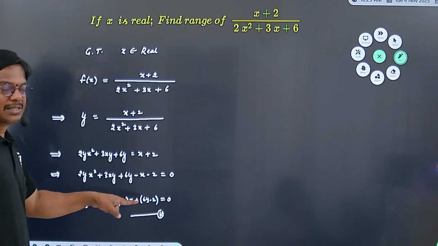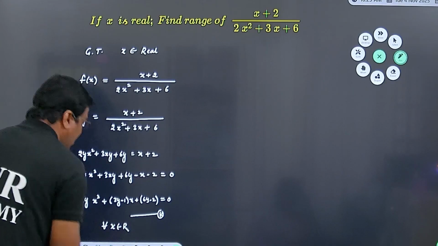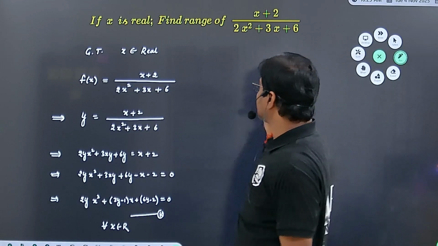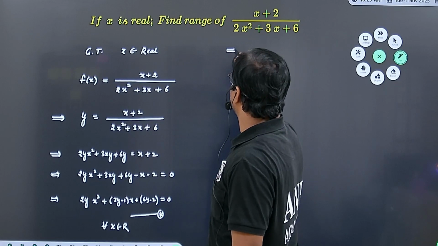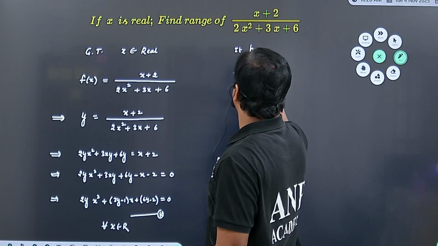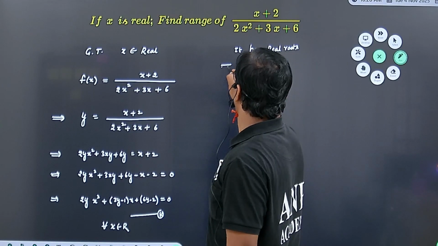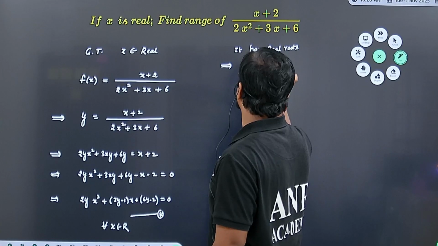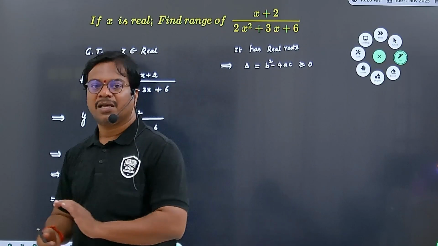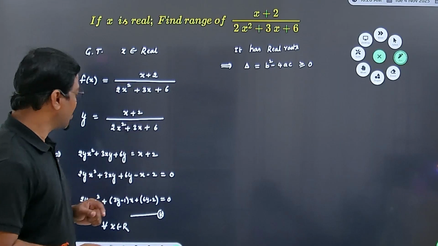It is second degree in x and given x belongs to real. Whenever a second degree equation for which x is real, it has real roots. Implies discriminant value b square minus 4ac, that should be greater than or equal to 0. Real means maybe they are equal or distinct. So delta should be greater than or equal to 0.